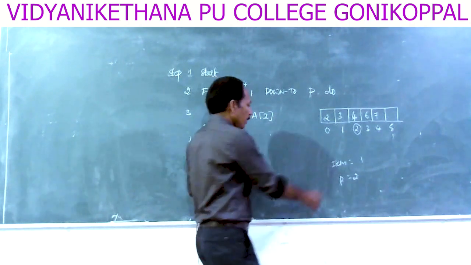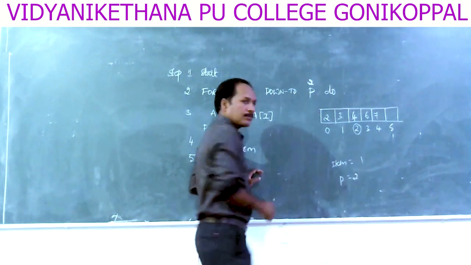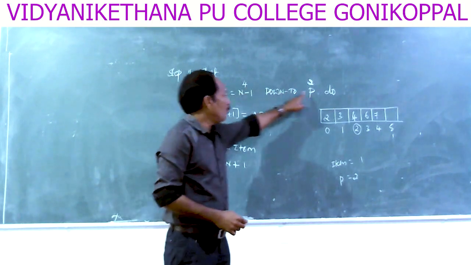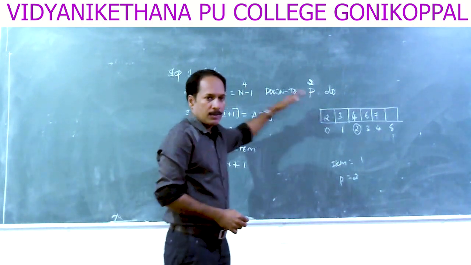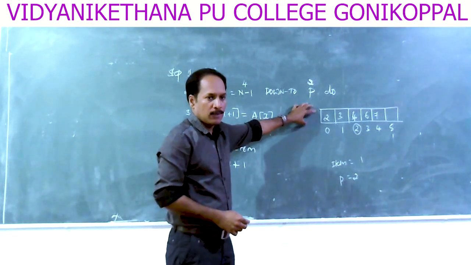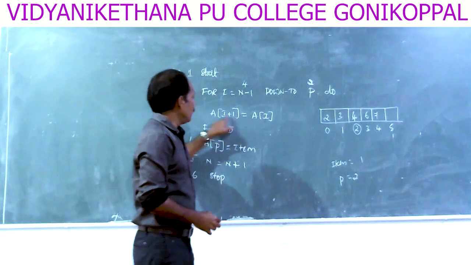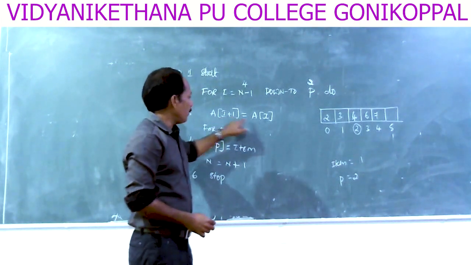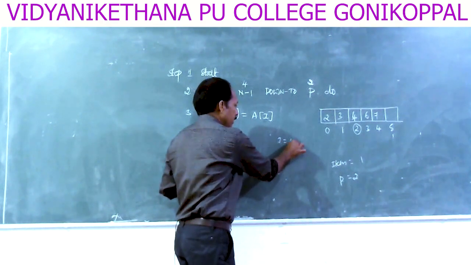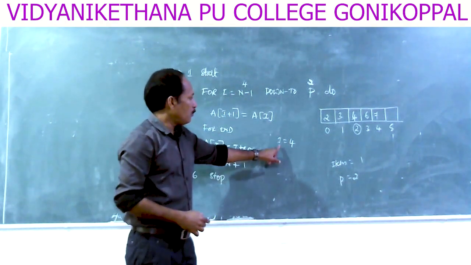Now down to p. What is p? At position 2, we have to insert at 2. Now what is i? 4. 4 is greater than 2? Yes, repeat. A decrement loop works like this: the initial value should be greater than or equal to the final value, and each time the value is decreased by 1. So now compare with the position. Normally we take 0, but here it is the opposite. The down-to loop starts with 4.